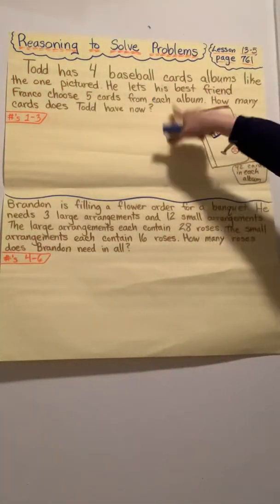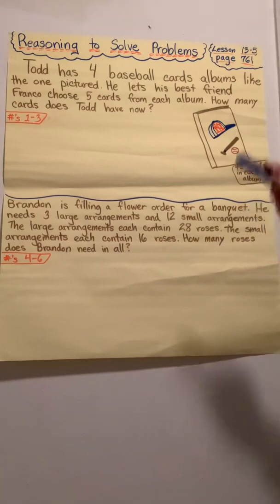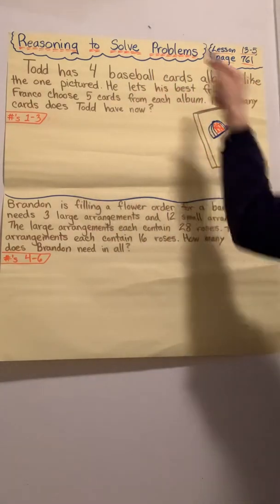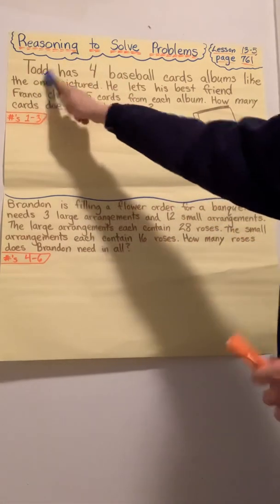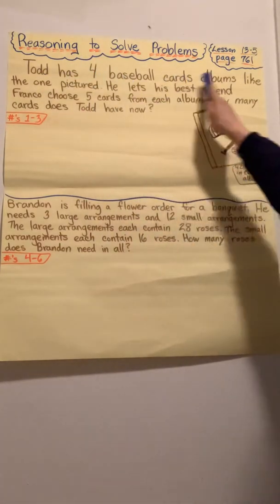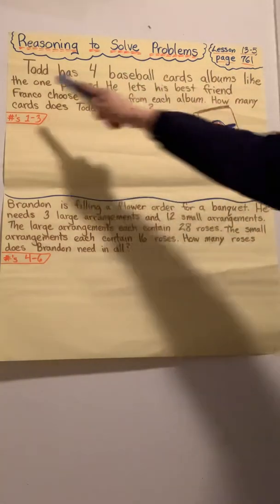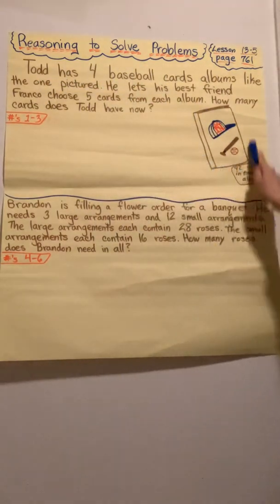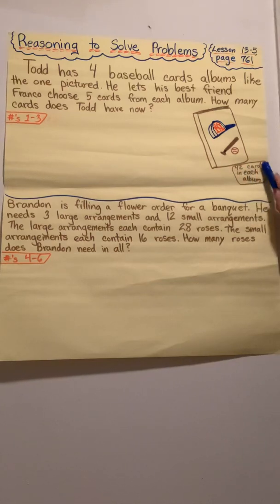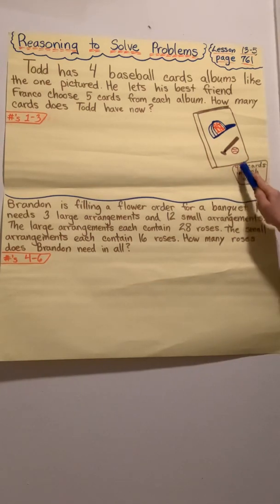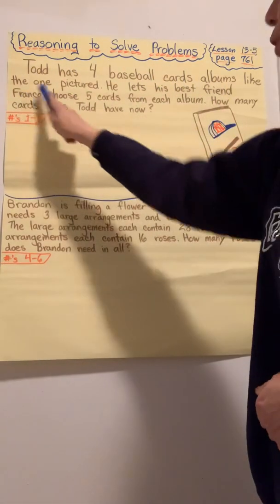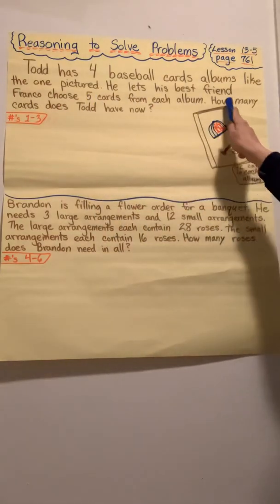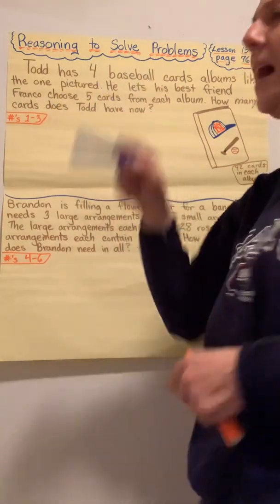Numbers 1 through 3 have to deal with this word problem right here. So let's read it carefully first and think about the different parts of the problem and what's really going on in this situation. Todd has 4 baseball card albums, like the one pictured. And you can see there's a diagram of the album here. And there's also some information below, which we know by now we should never ignore. That might be something we need to solve the problem too. He lets his best friend Franco choose 5 cards from each album. How many cards does Todd have now?